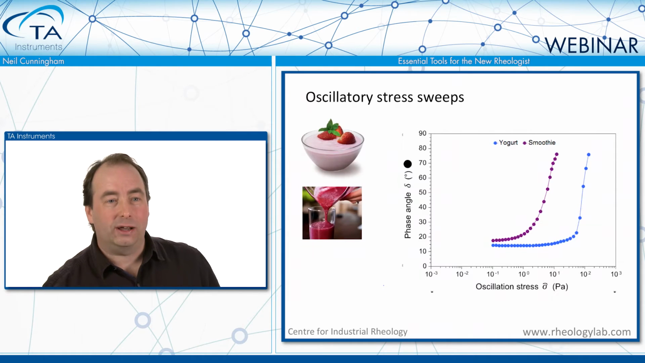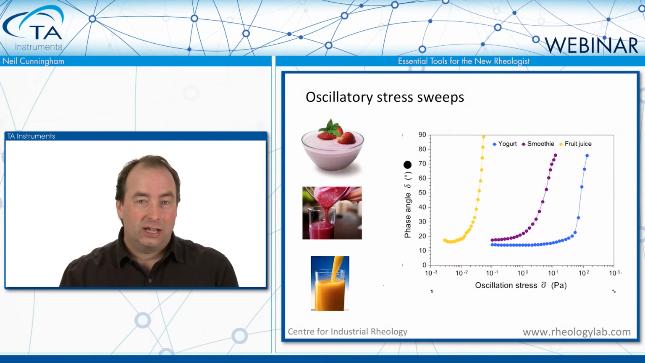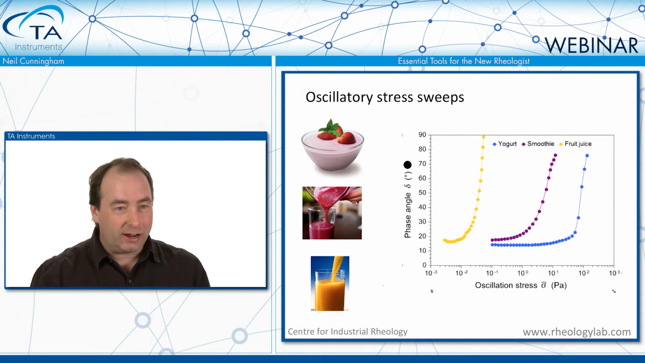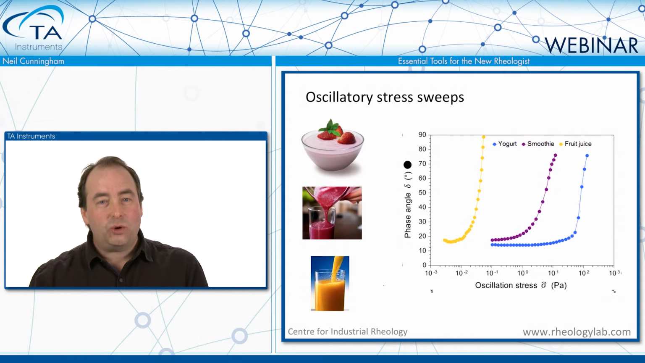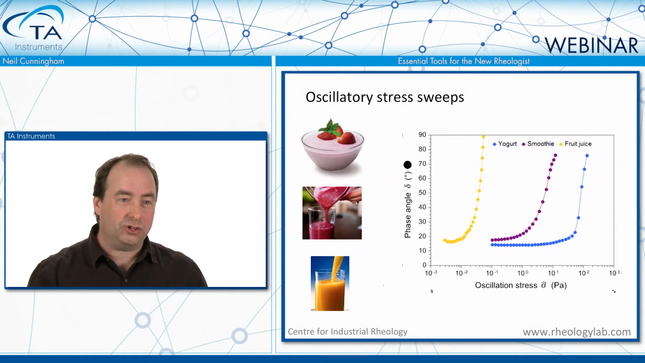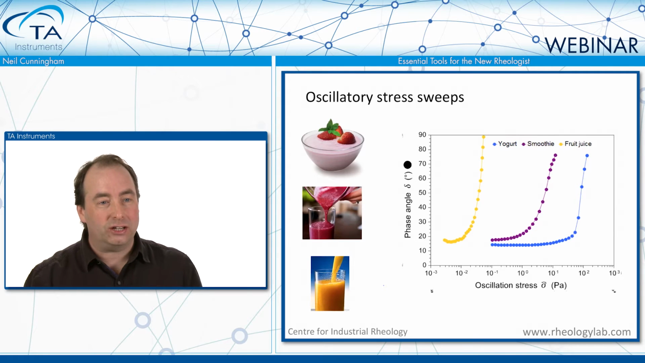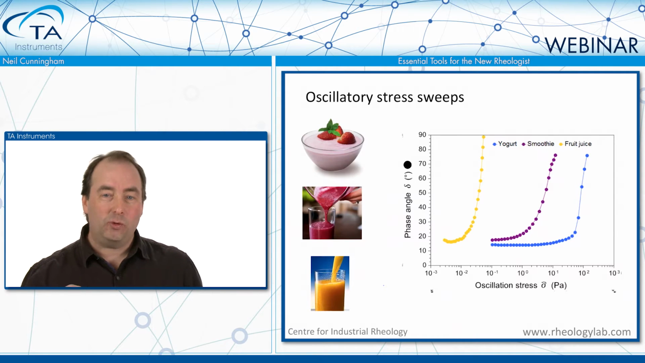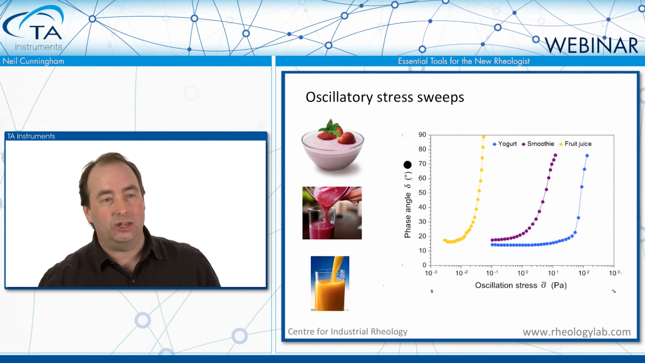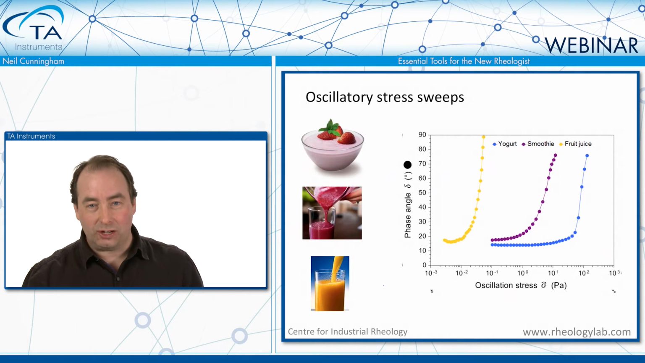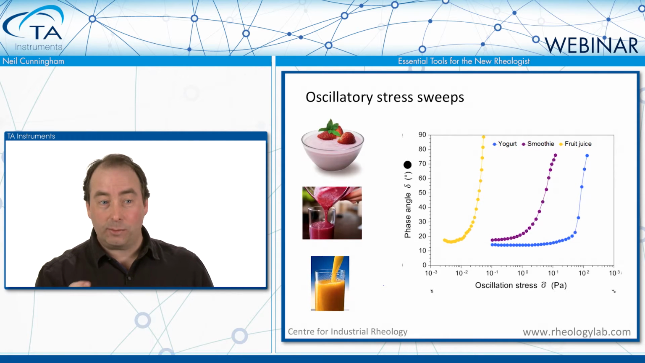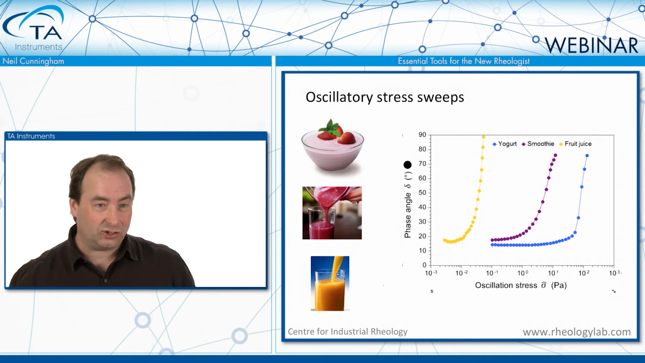Okay, but the really interesting one here is the fruit juice. So here we have a great example of the ability to identify a soft solid structure in a fruit juice. And so what we've done here is we've taken an orange juice and we've performed the oscillation stress sweep on this. And you can see, just as with the smoothie and the yogurt, that soft solid structure, that plateau in the phase angle at low stresses. Incredibly low stresses, very gentle stresses there, but nonetheless there is a soft solid structure there.